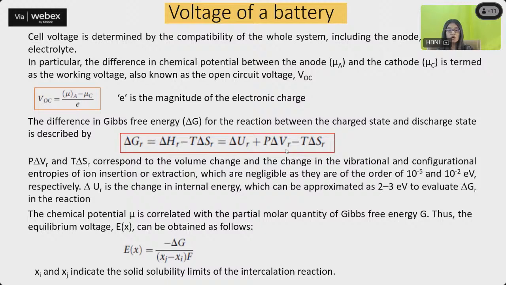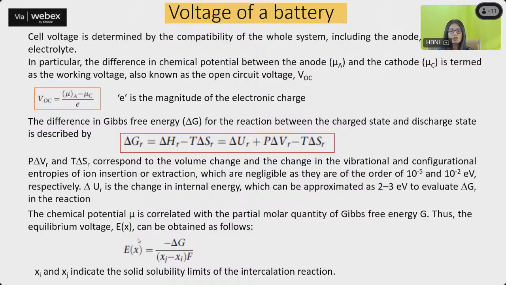So at the end of the day, this delta G, or Gibbs free energy, is dependent on the change in the volume and the change in the entropy. If you look into these changes, it has already been established that they are very negligible. The order of the changes is 10 to the power minus 5 to 10 to the power minus 2 electron volts, so they are very negligible. So ultimately this delta G value is dependent on the change in the internal energy. That is the one which is grossly affecting the change in the Gibbs free energy between the charged and the discharged state. The chemical potential is related to the partial molar quantity of this Gibbs free energy.